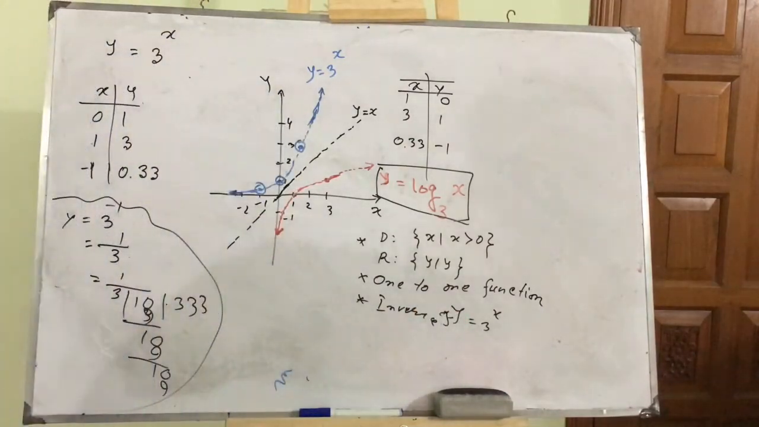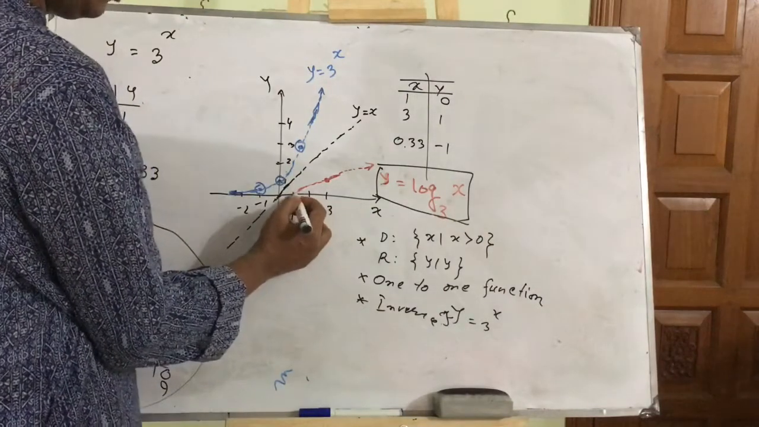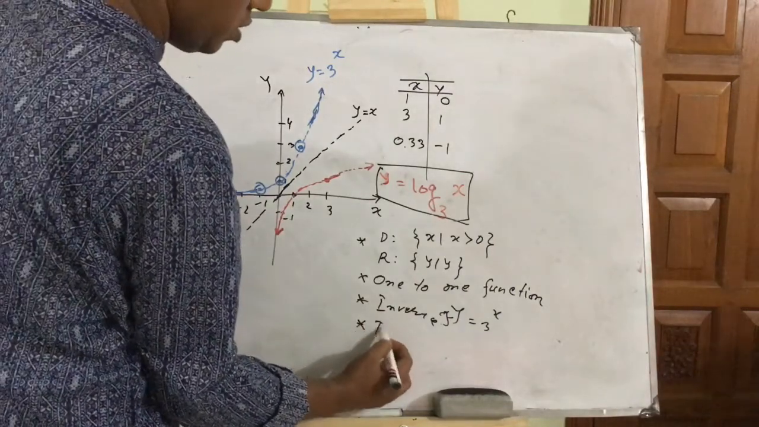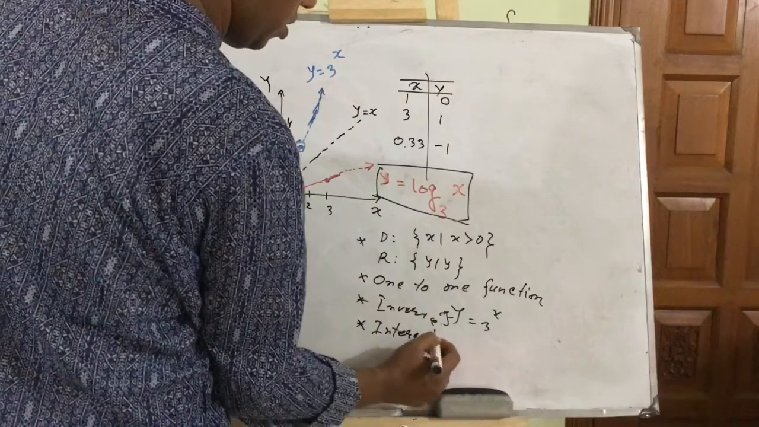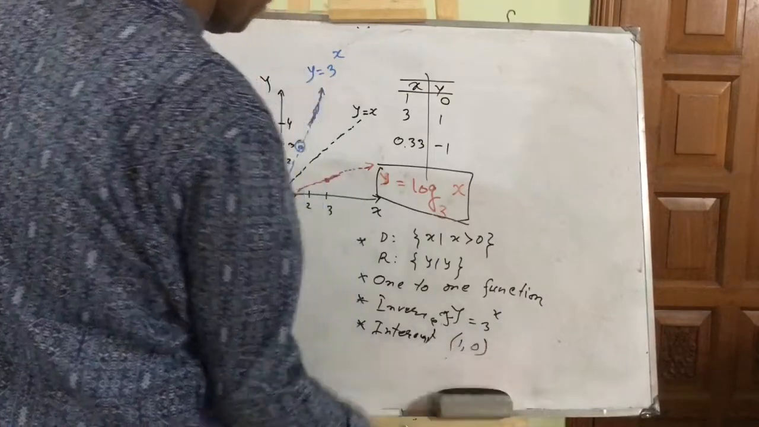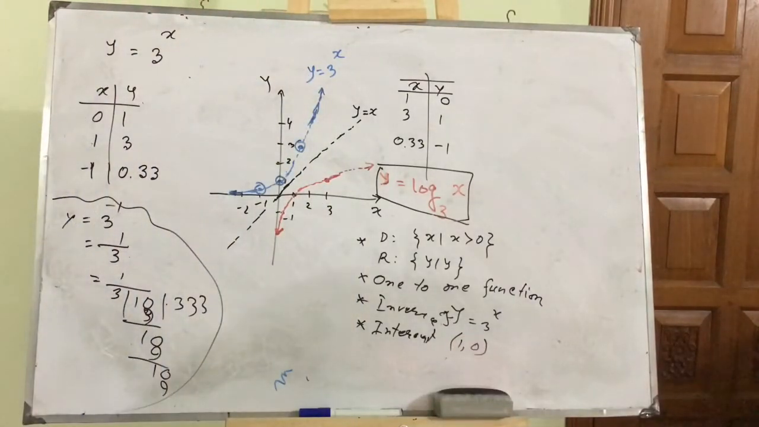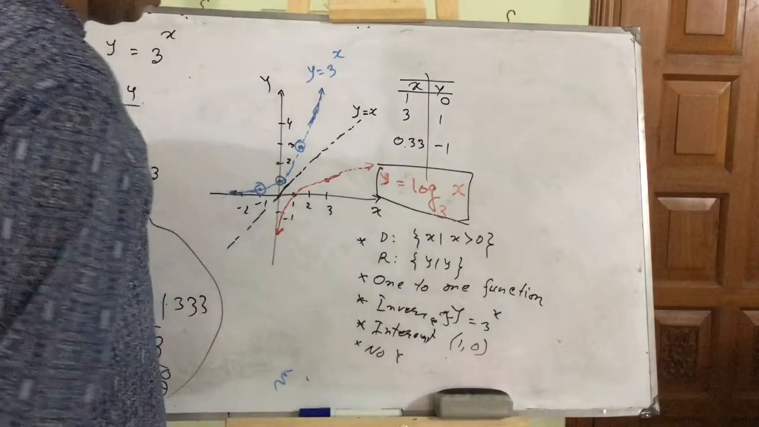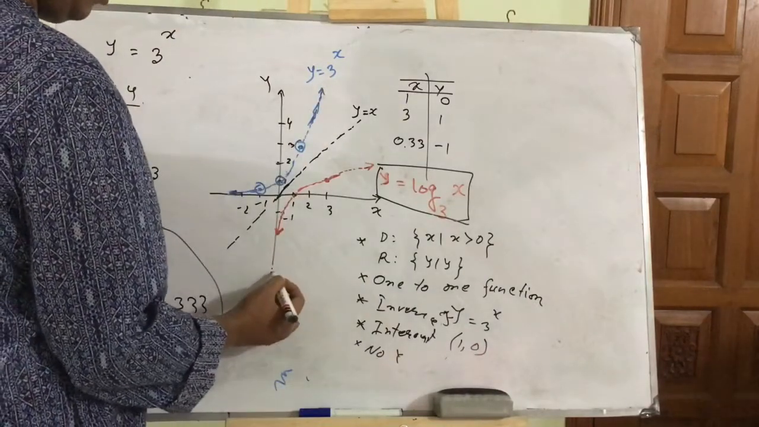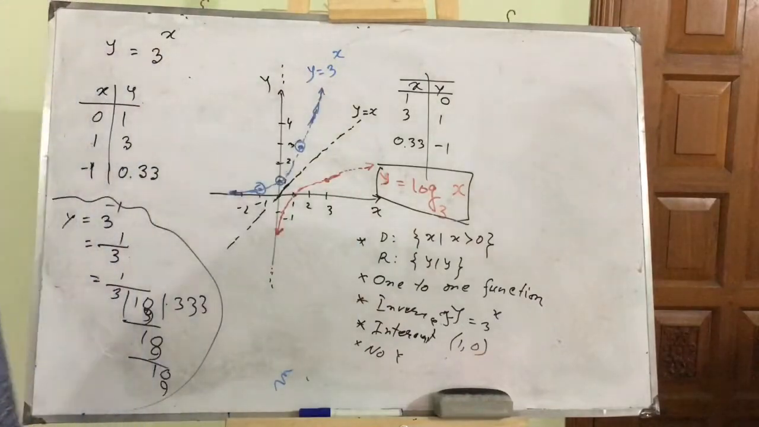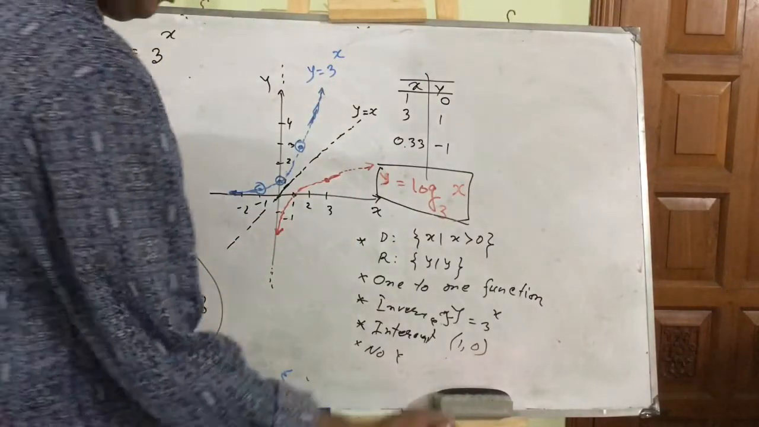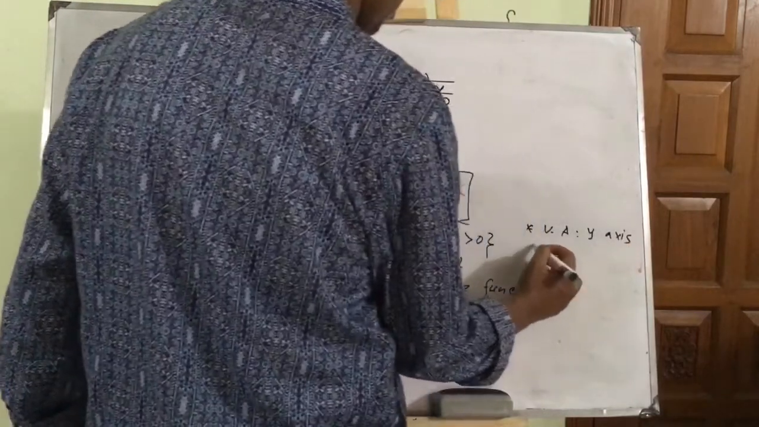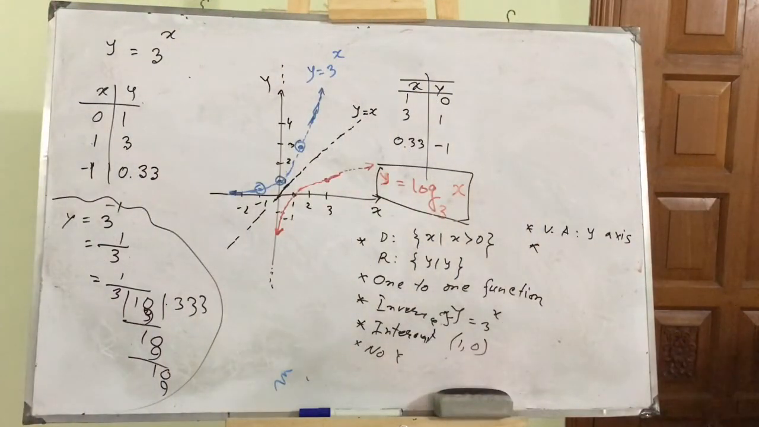What else do we understand from here? It has an x-intercept at (1, 0), and there is no y-intercept. There is an asymptote here. This is the asymptote line, a vertical asymptote, and the vertical asymptote is the y-axis.